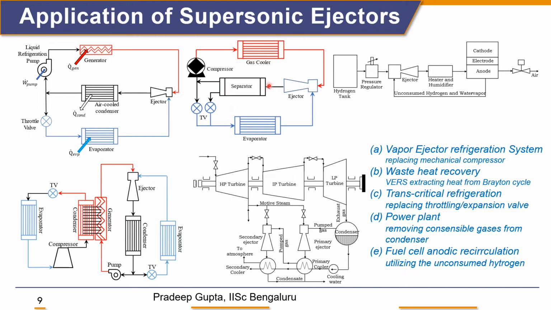In a similar way, the third one is the transcritical CO2 refrigeration system. In these two systems, the ejector has been utilized as the compression device, where we are replacing the compressor with the ejector. While in this case, the ejector is being used as a throttle, as an expansion device, replacing the expansion valve. In carbon dioxide transcritical refrigeration systems, the pressure difference between the gas cooler and evaporator is very high. That results in huge losses in the throttle valve.